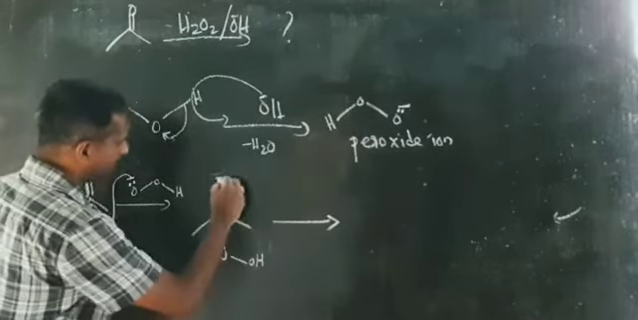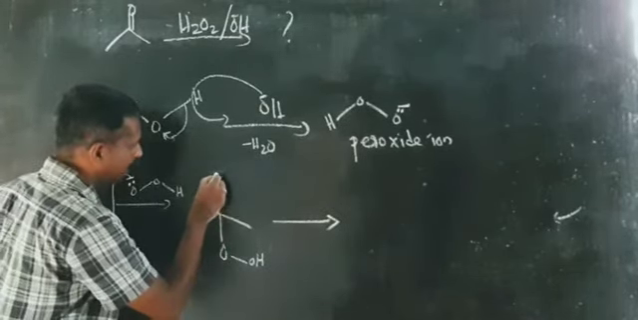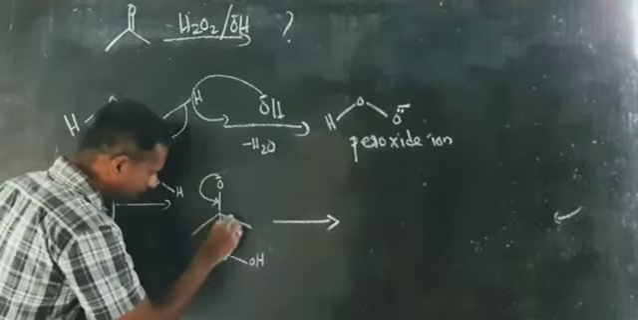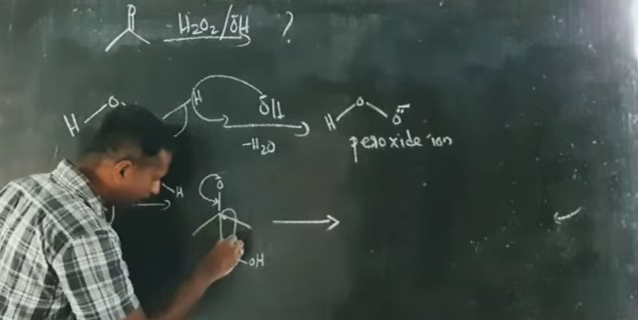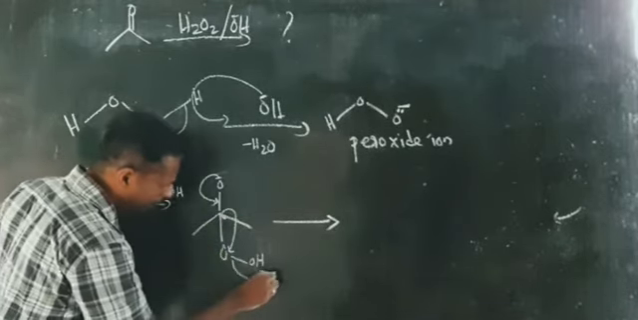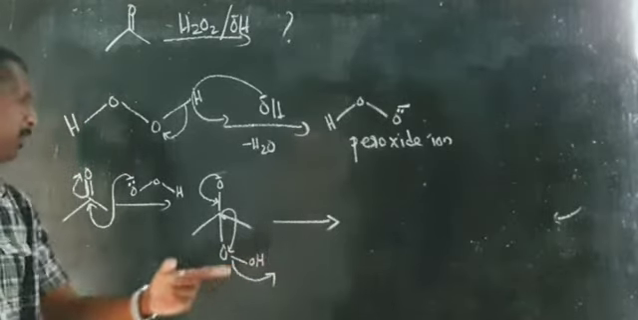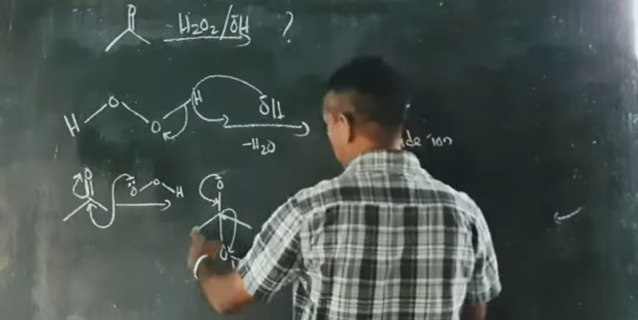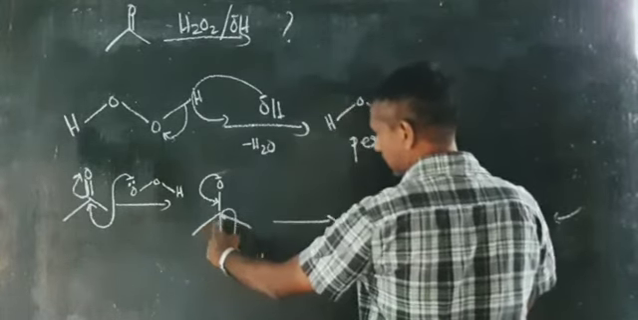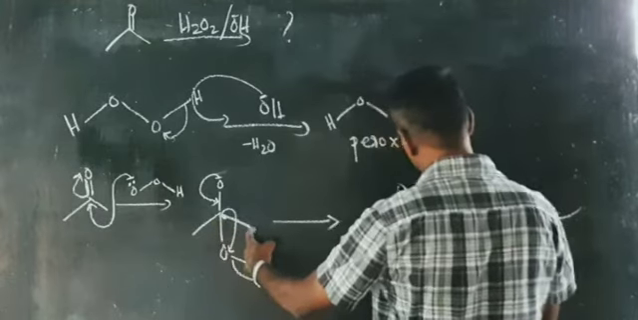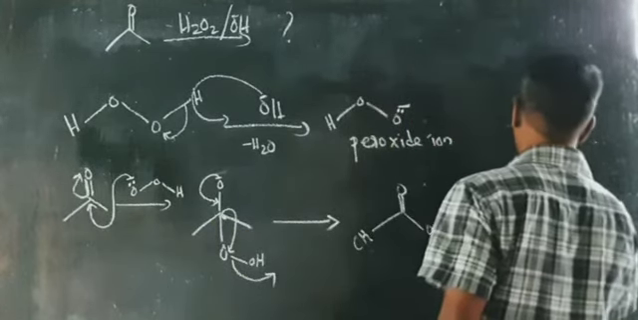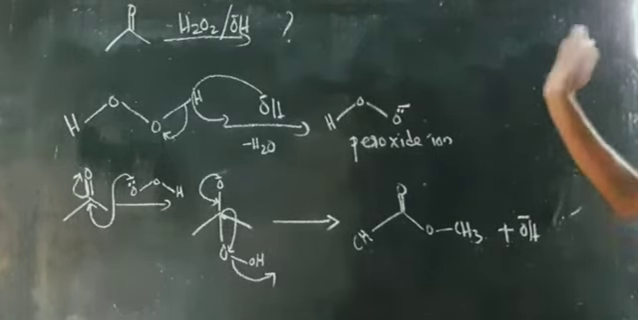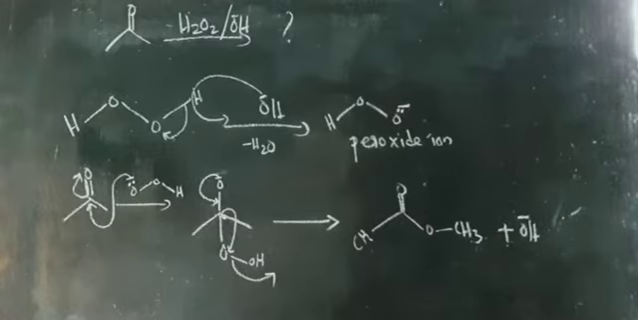And in the next step, you can see that when this pair of electron comes back, okay, this is a concerted mechanism. When it comes back, this alkyl group breaks from carbon, and it will attach to oxygen, and our base is removed, OH minus. So what you will get, I'm writing CH3, C double bond O, and to that O, this CH3 group is migrated, plus what will form? OH minus. This is the mechanism when we use a base and hydrogen peroxide.